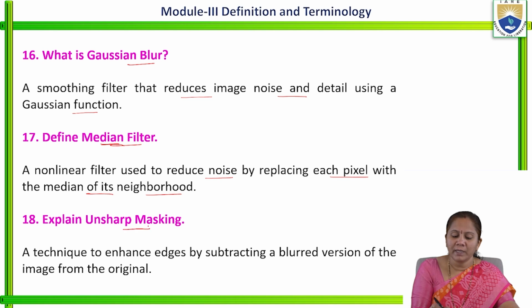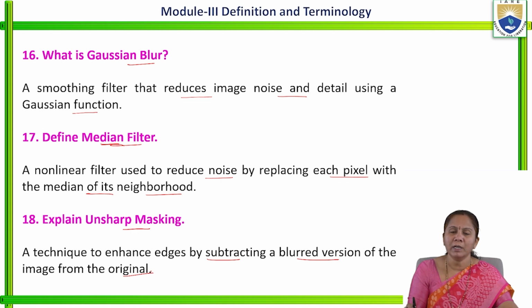And explain unsharp masking. It is one of the techniques which is used to enhance the edges by subtracting a blurred version of the image from the original.